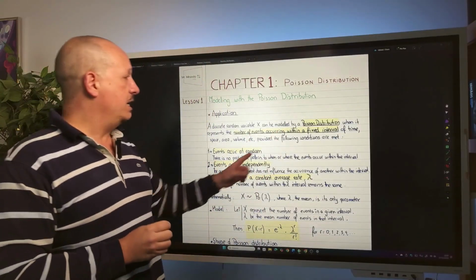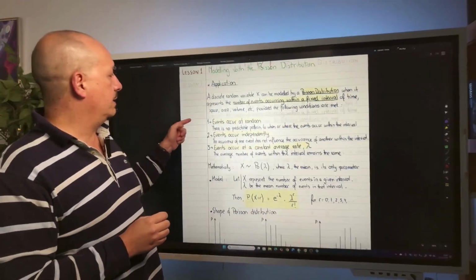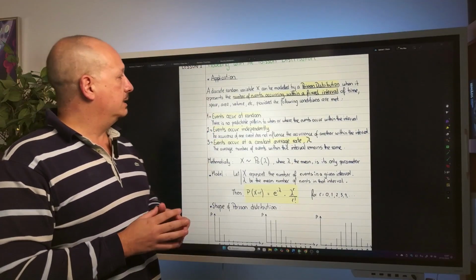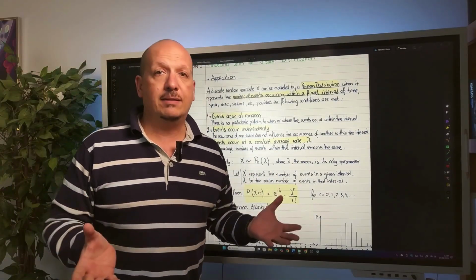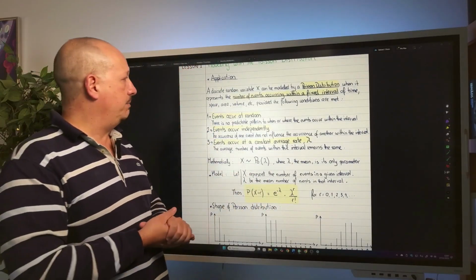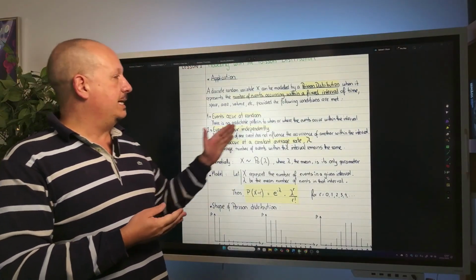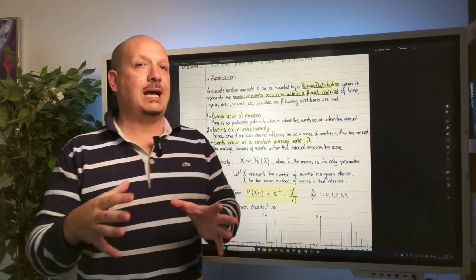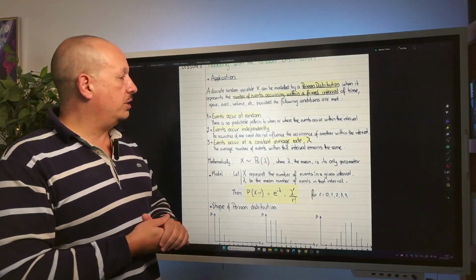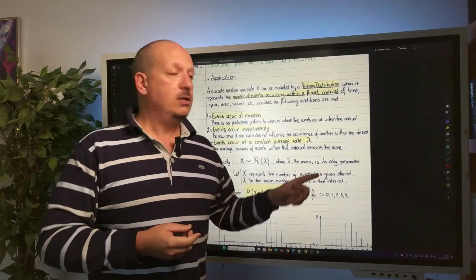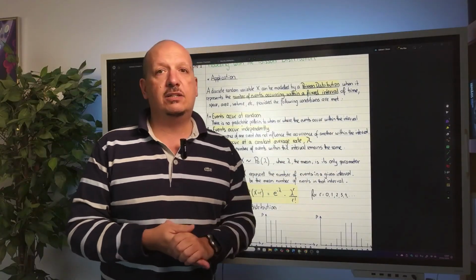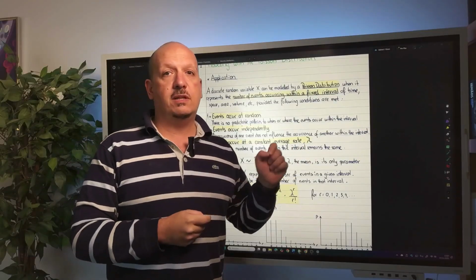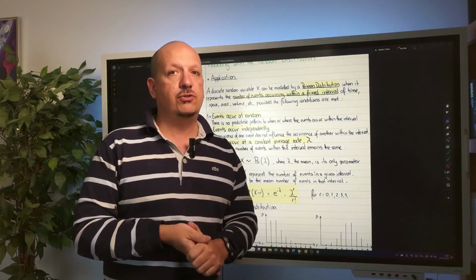But besides that, you have to pay attention to these conditions. First, the events occur at random, completely at random. The events occur independently, so what happens before doesn't influence what happens next. And the events occur at a constant average rate, which is given by this Greek letter, lambda. Okay, this is going to be very important. This is going to be the sole parameter of the Poisson distribution.